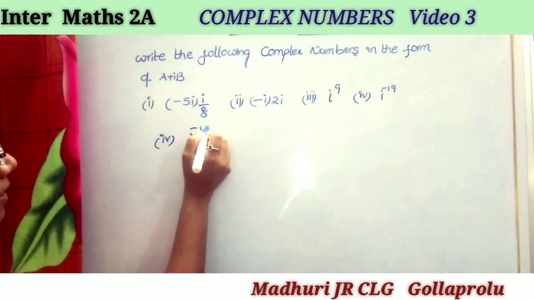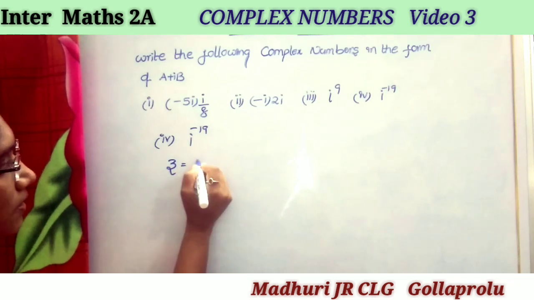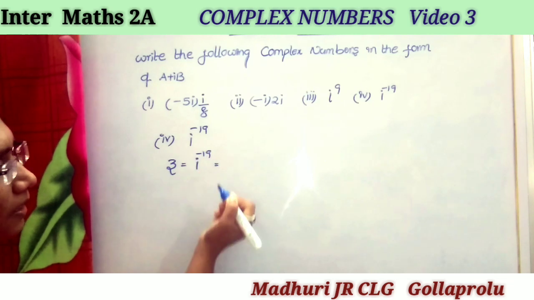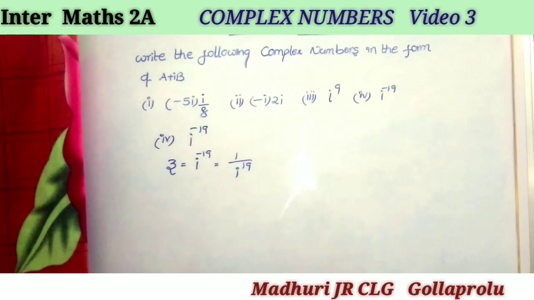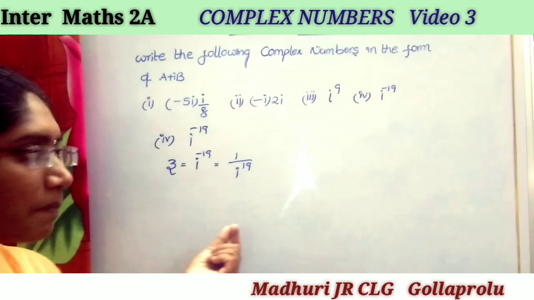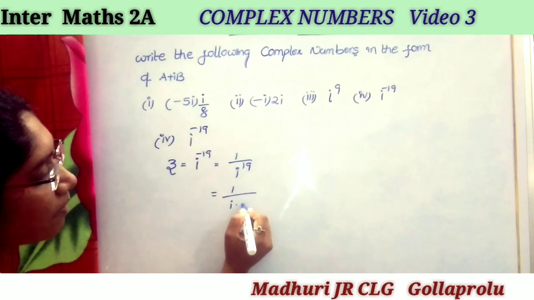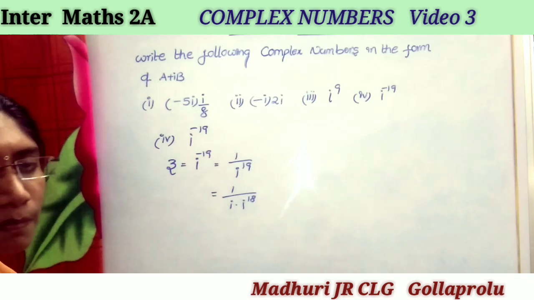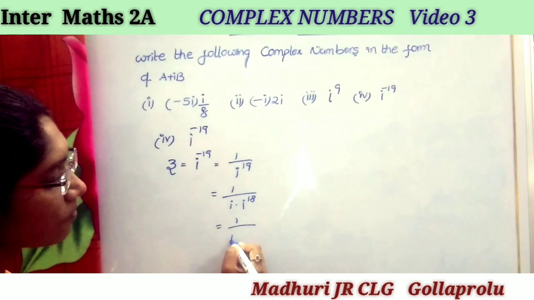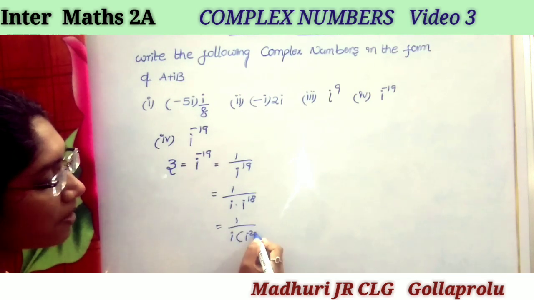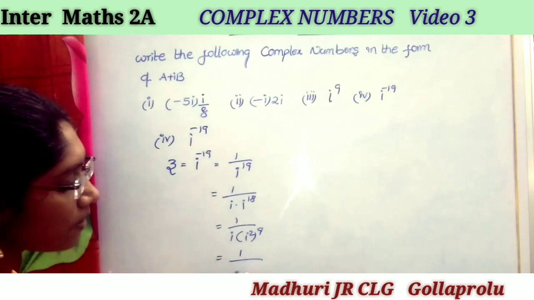i power minus 19. Okay, first I take that this value is equal to z. z is equal to i power minus 19, and this is equal to 1 by i power 19. Okay, i power minus 19 is equal to 1 by i power 19. And this is 1 by, now i power 19 is equal to i into i power 18. And this is 1 by i into, now i power 18 is equal to i square power 9. And what is i square value?